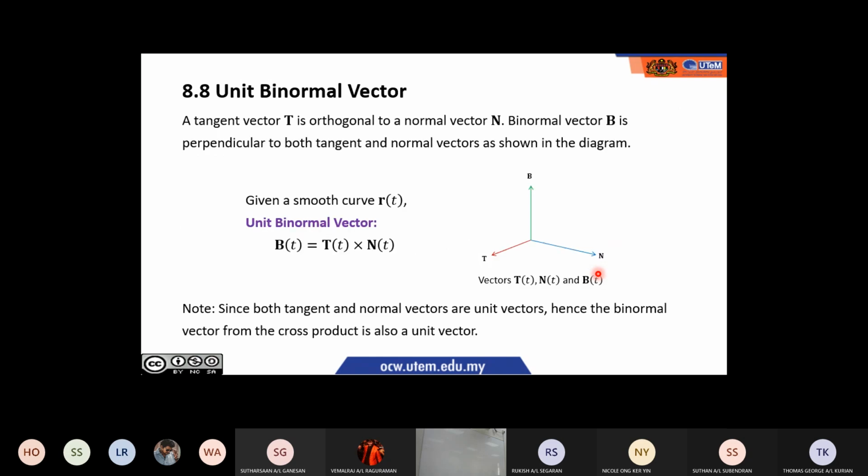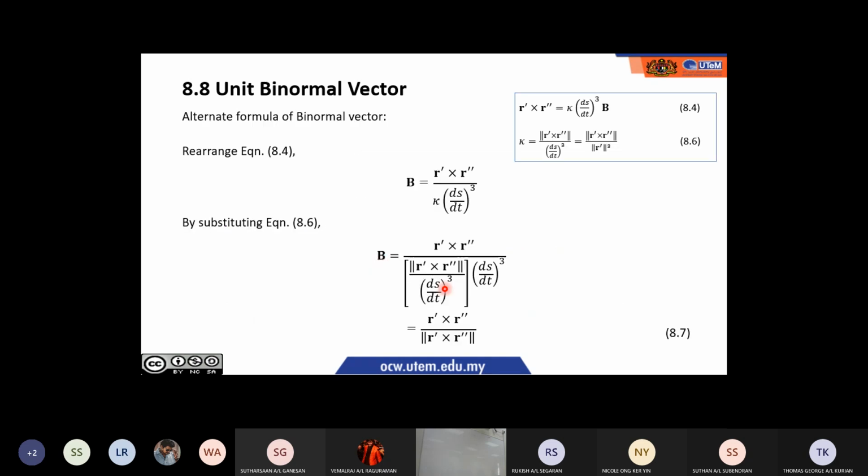So if you have T and N, you can get B by finding the cross product of T and N. Other than that, we can have this formula. This is an alternate formula to get the binormal vector, meaning that you just need to find R prime, R double prime, the cross product, and also the magnitude. If you use this, we can skip T and N.